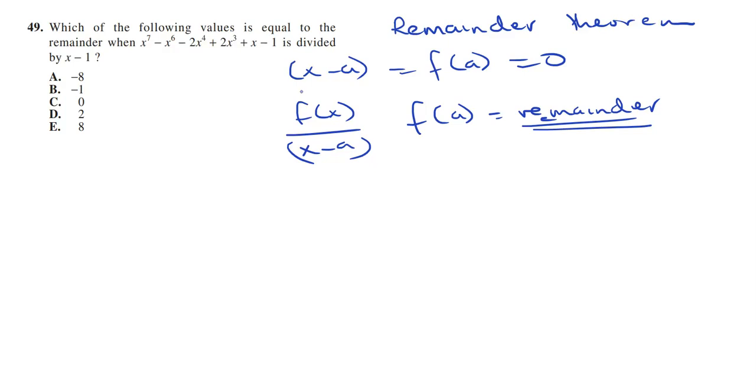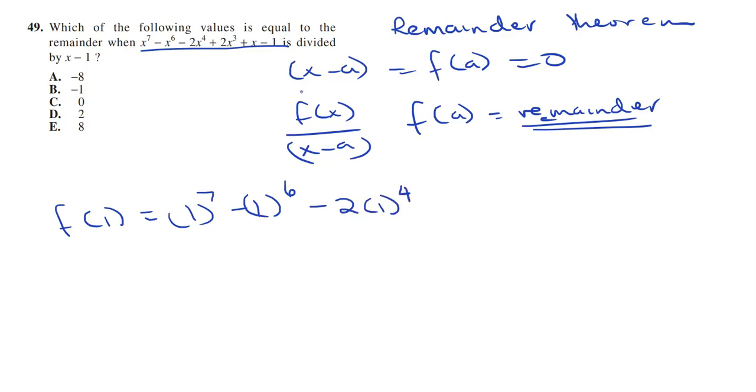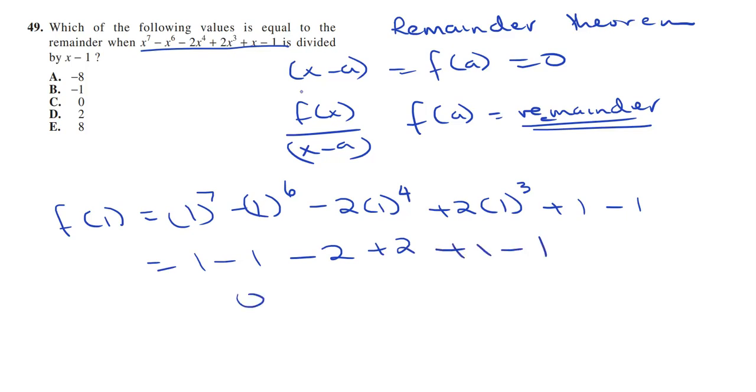So here's what we're going to do. We're going to go ahead and plug 1 into this function here. So f of 1 is going to be 1 to the power of 7 minus 1 to the power of 6 minus 2 times 1 to the power of 4 plus 2 times 1 to the power of 3 plus 1 minus 1. Let's go ahead and solve. This is 1 minus 1 minus 2 plus 2 plus 1 minus 1. So 0, 0, 0. So this is going to be 0. The answer is C.